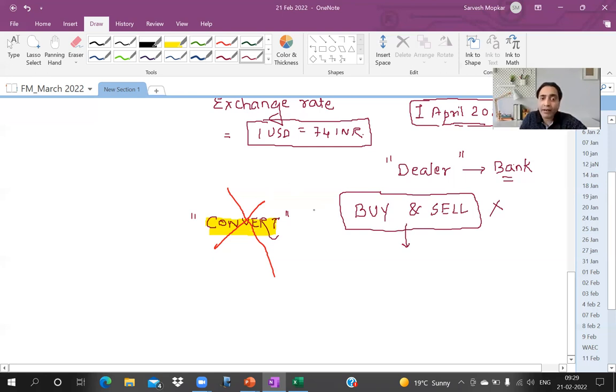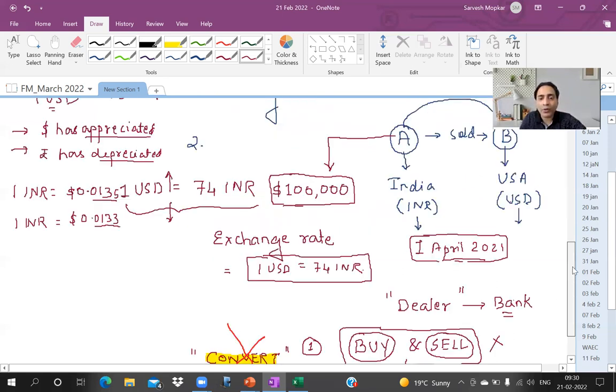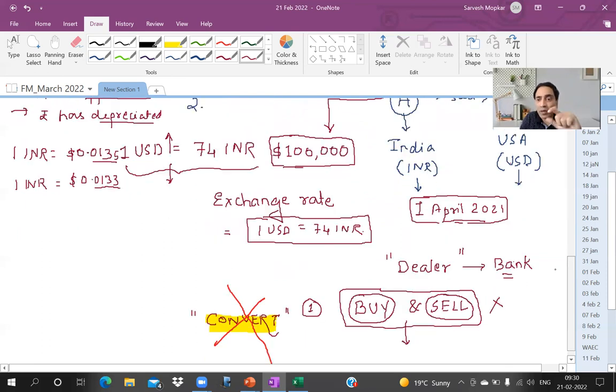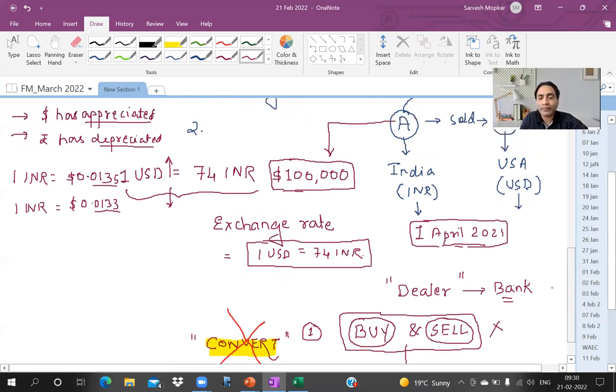So first lesson and one of the most important lessons: use the term buy and sell when it comes to foreign exchange. I'm talking about academically. Practically, you can use whatever you want. You can say convert. But when we solve our questions, when we learn this topic, use the words buy and sell. So now, going back to my story, can you use buy and sell words to tell me what will A do with these $100,000? He has received $100,000 from B immediately today itself. What will he do?